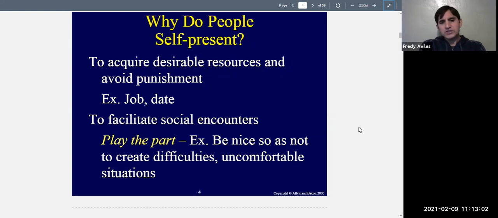We also do it to facilitate social encounters. Really, that's about getting along with people. We don't want to cause trouble. We don't want to get into trouble, that kind of stuff. So often we will play the part. So sometimes we'll be nice so we don't create difficulties. We don't create uncomfortable situations.